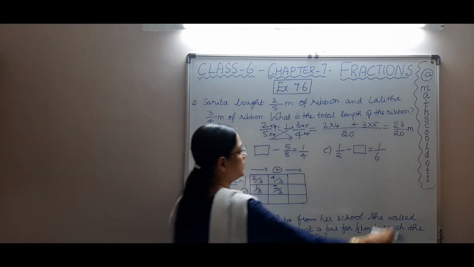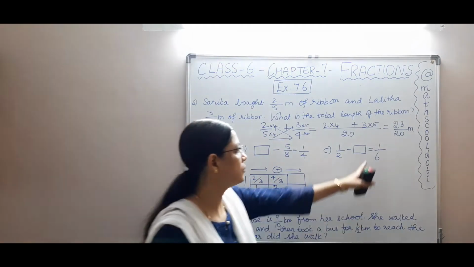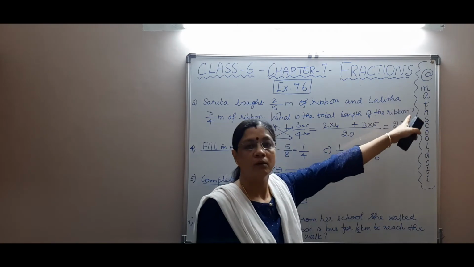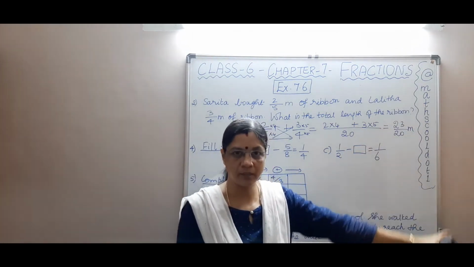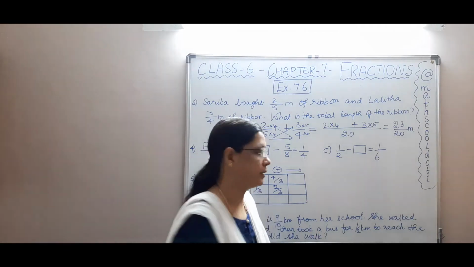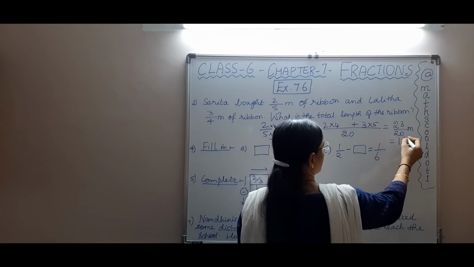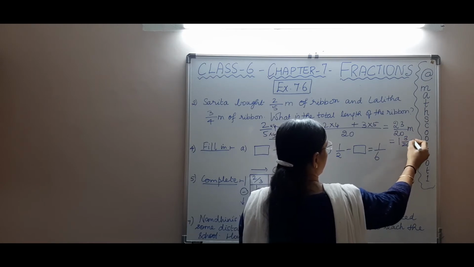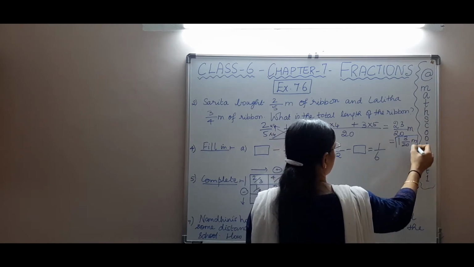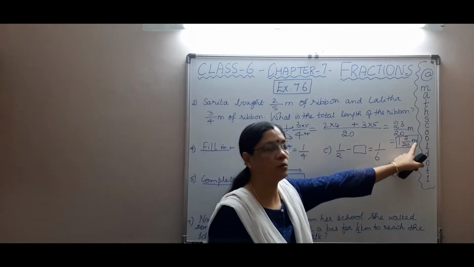Now 23 by 20 has to be changed to a mixed fraction, because you have an improper fraction here where the numerator is greater than the denominator, isn't it? So how do we make it into a mixed fraction? Yes, by dividing it. So when I divide 23 by 20, I have 1 as quotient, remainder is 3, and divisor is 20. So I get an answer of 1 3 by 20 meters.